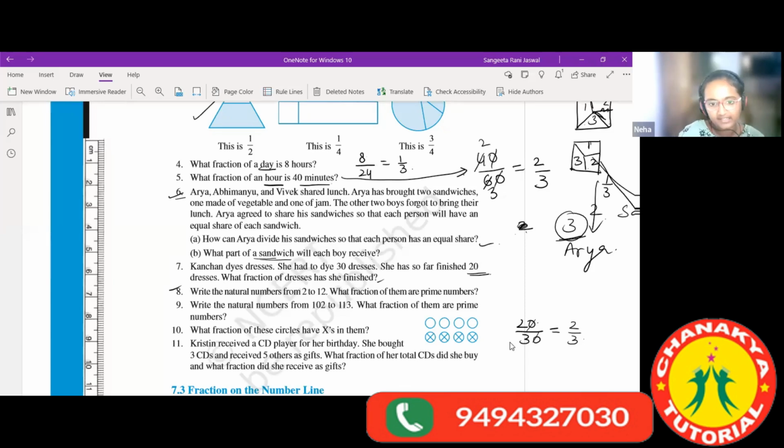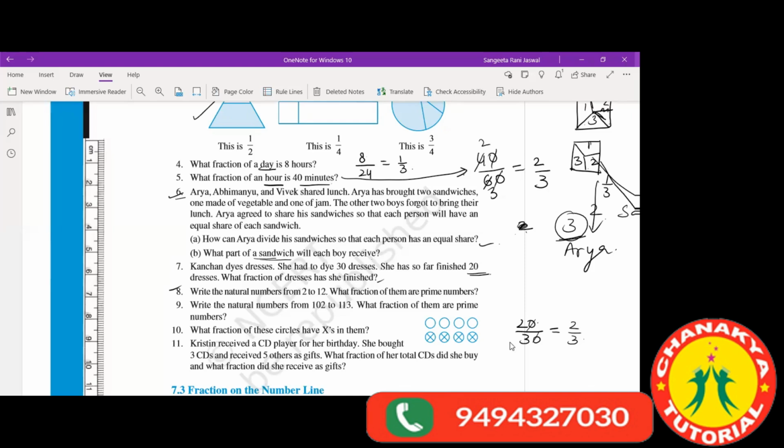Ma'am, should we write the numbers between 2 and 12, or should we include 2 and 12 also? Include 2 and 12 also, because in the question it is written natural numbers from 2 to 12. It's not written between.